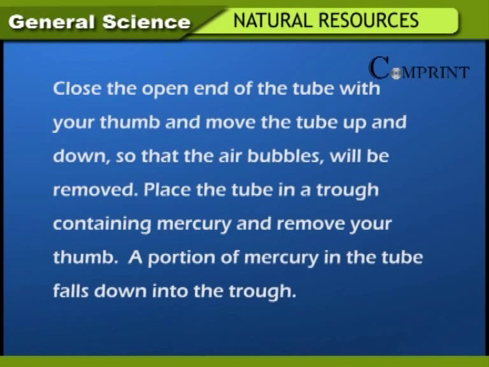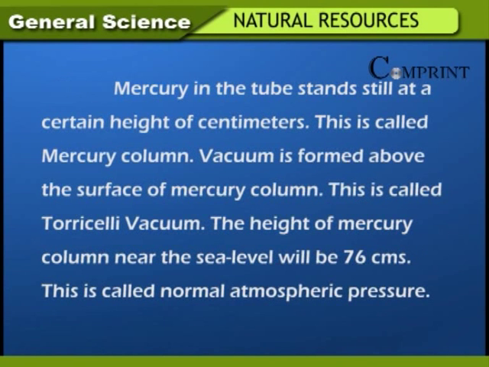Place the tube in a trough containing mercury and remove your thumb. A portion of mercury in the tube falls down into the trough. Mercury in the tube stands still at a certain height of centimeters. This is called the mercury column. A vacuum is formed above the surface of the mercury column.